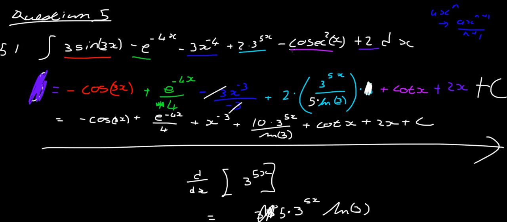Okay, the integral of negative cosec squared x is, well, the integral of cosec squared is cot x, so the integral of negative cosec squared is negative cot x. The integral of 2 is 2x, and we have our plus c. So that answer is correct except for this term, which is wrong. So that term becomes 2 times 3 to the 5x over 5 ln 3. Okay, and there, that is your final answer, and it is now checked and ready to go.